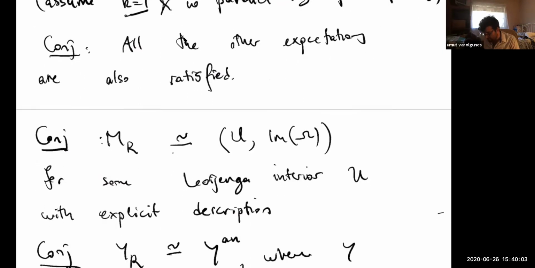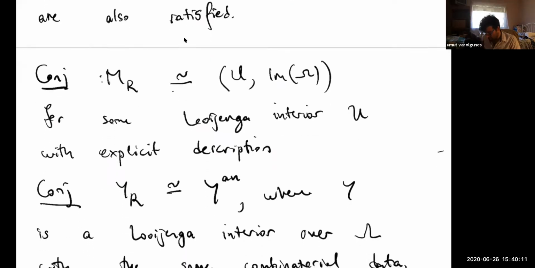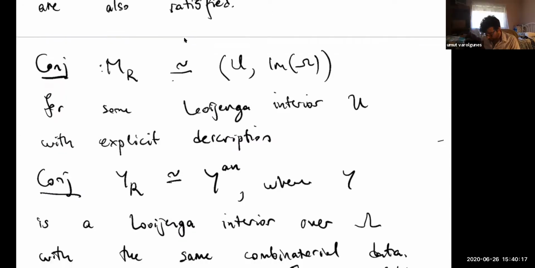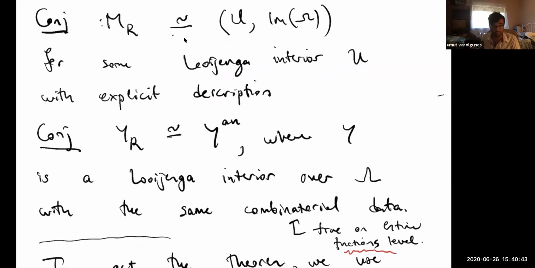Okay, so now some conjectures. I conjecture that the other expectations are also satisfied. So this should be, I think, the correct mirror. This is an analytic construction, constructed by gluing convex polygons. And I conjecture that this symplectic manifold that I explained should be a Looijenga interior with a hyperkahler rotated holomorphic symplectic structure. You should be able to describe this U by using where the rays are and so on.